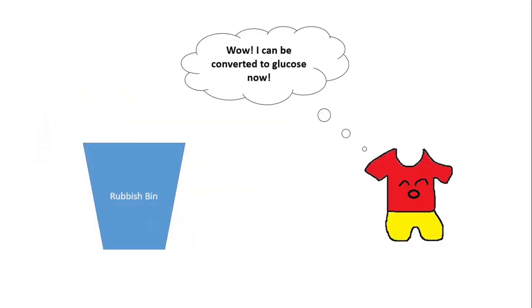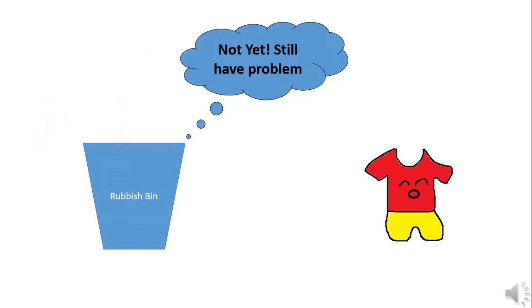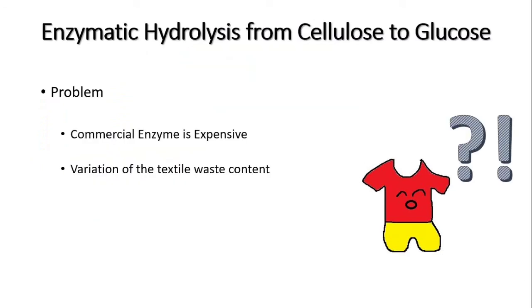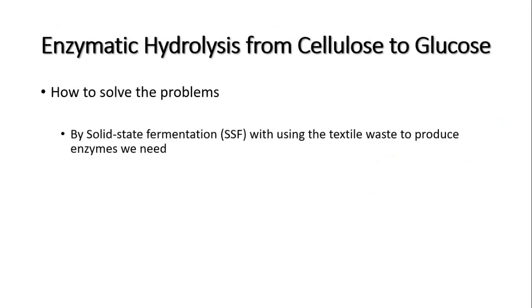Well, I can be converted to glucose now. Not yet, still have problem. Commercial enzyme is very expensive, and the textile waste content is varying. Oh, how to solve this problem?